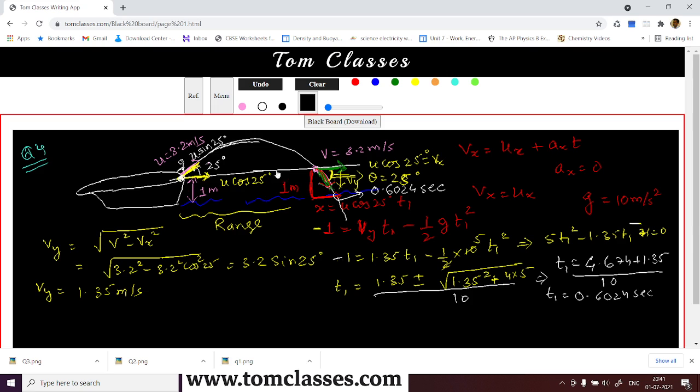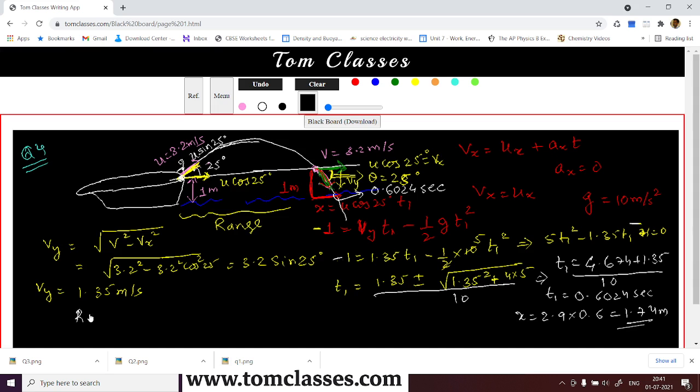And what is x going to be? Again let's calculate u cos 25. That value is 3.2 into cos of 25, which is equal to 2.9. So x is equal to 2.9 into 0.6, so this value will be 1.74 meters. So this is this distance. Now till here it is the range, right?